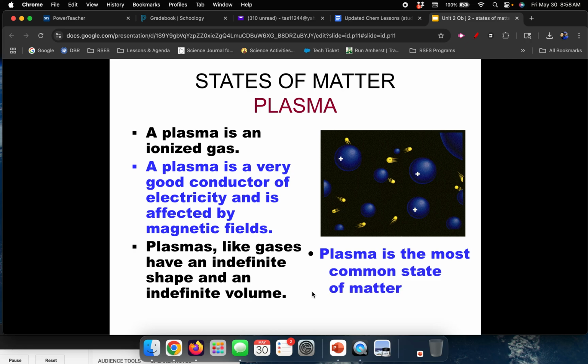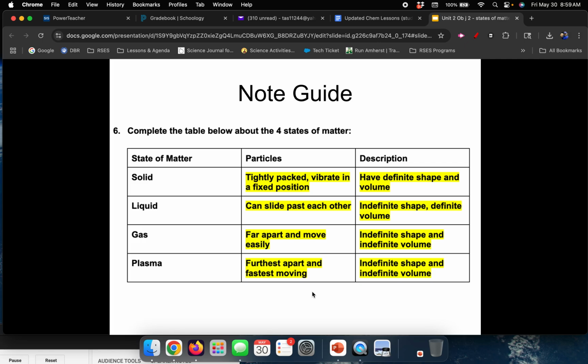Most people don't realize plasma is the most common state of matter in the universe, and it's because that's what stars are made of. On Earth, you can also see it in fire, lightning, the northern lights, things like that. Pause while you put this into your notes.